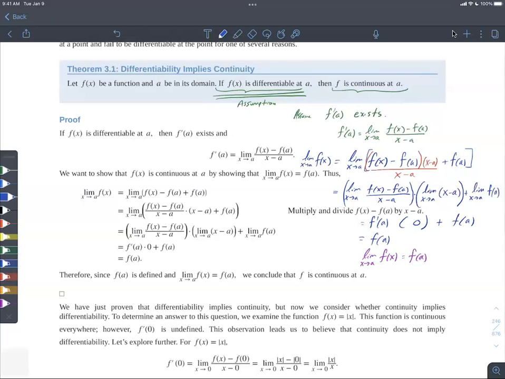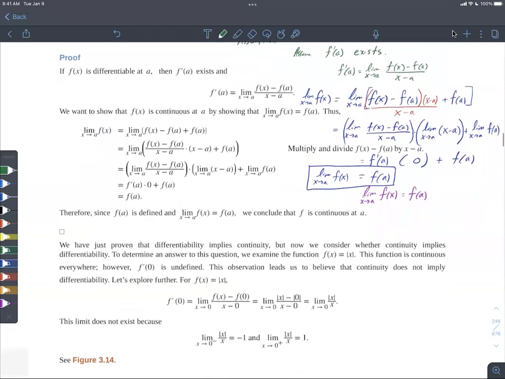Keep in mind that we started with the limit as x approaches a of f of x. And so this somewhat big string of equalities says that the limit as x approaches a of f of x is equal to f of a. And this shows that the function f of x is continuous, just using the assumption that the function was differentiable at a. So if the function is differentiable at a, we can show that it's continuous at a. So we conclude that f is continuous at a. All right, that's a very nice proof. Let's continue reading.